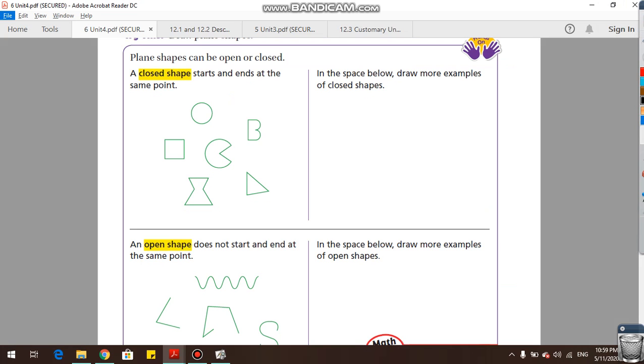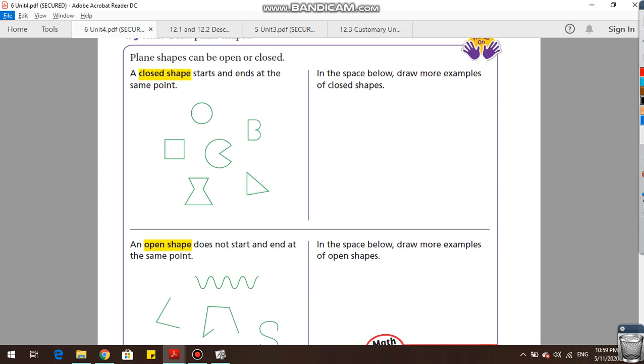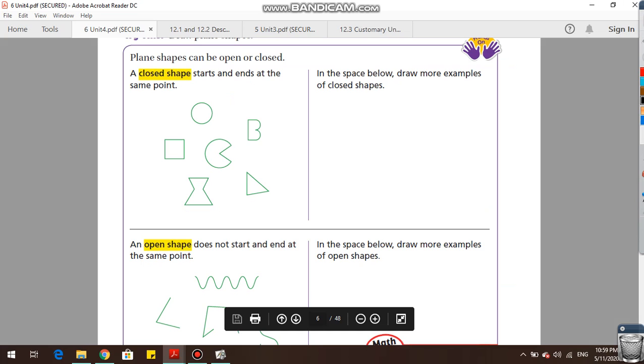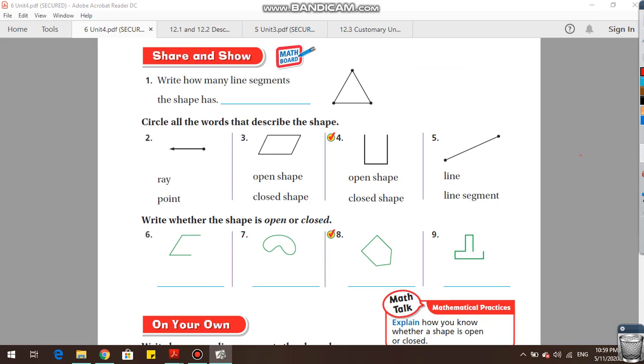Now let's move on to the next page. As you can see, I have closed shapes and I have open shapes. Closed, from its name, it's closed, and I have here open shapes, which don't end. Okay. Now let's move on to the next page.